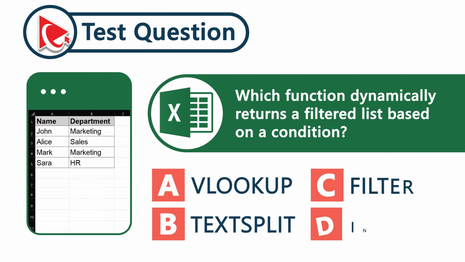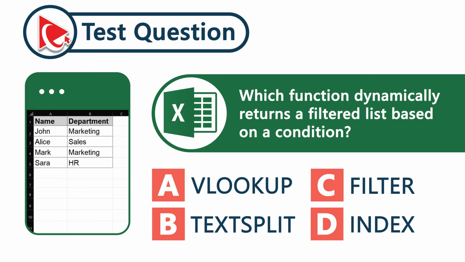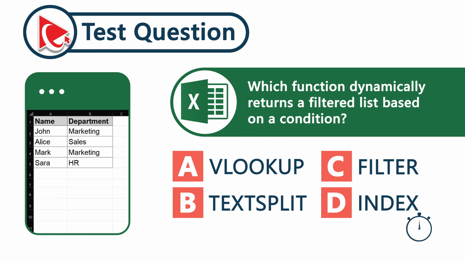In this question, you're presented with the list of names and departments, and you need to determine which function dynamically returns a filtered list based on a condition.